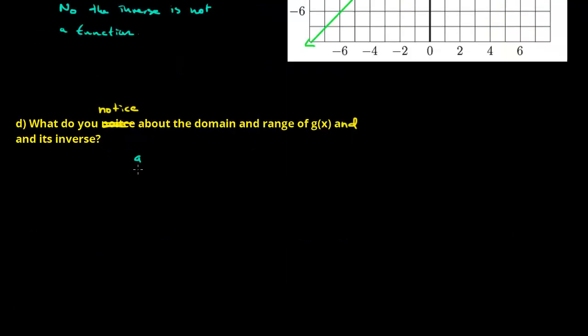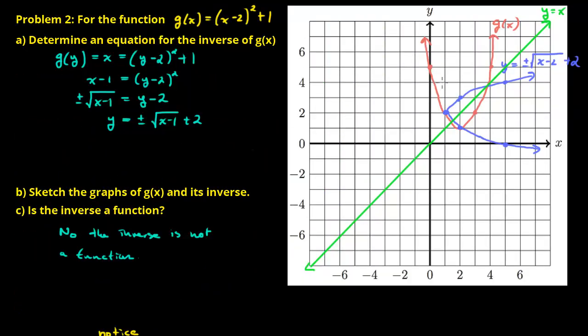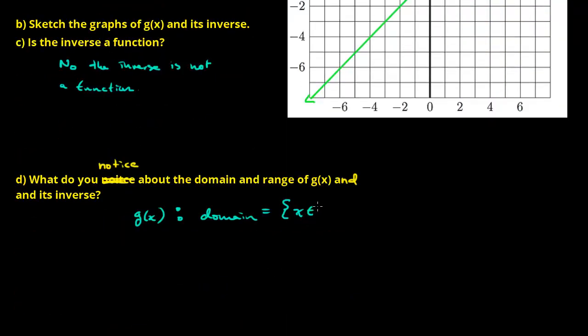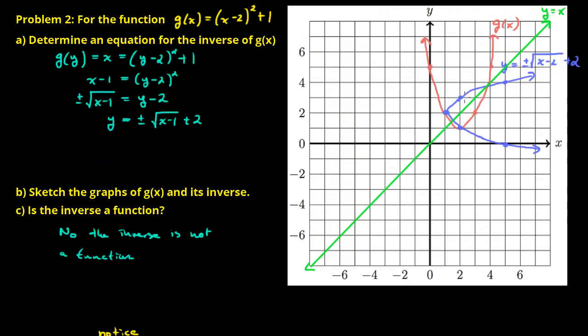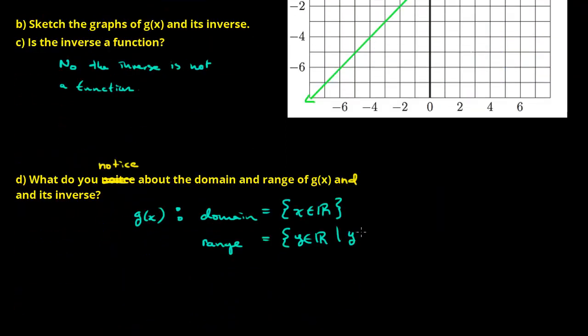So for g of x, the domain was equal to, since it's a quadratic function, the set of all real numbers, and the range would be equal to the set of all real numbers such that y has to be greater than or equal to positive 1.